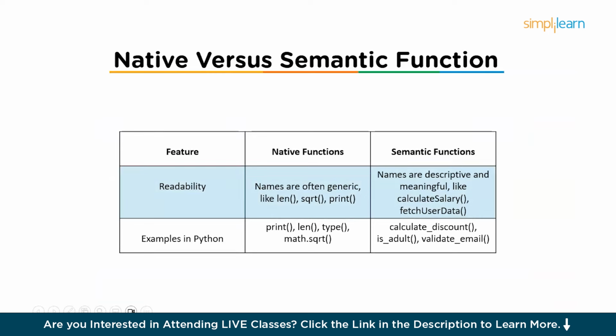So native function names are often generic, like length, sqrt and print. Now moving on to the semantic functions, the names are descriptive and meaningful, like calculate salary, fetch user data. Now ending it with examples in Python: native functions like print, length, type and math.sqrt, and semantic functions are calculate_discount, is_adult, validate_email. Now let's see all this in action.